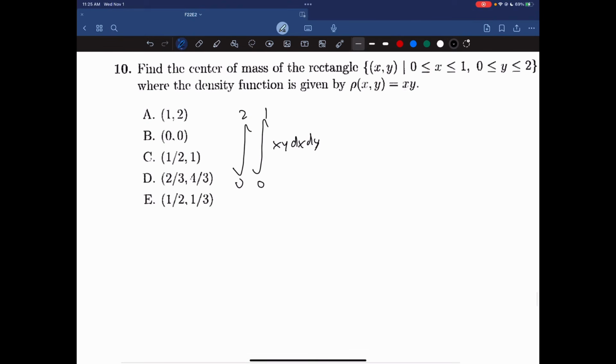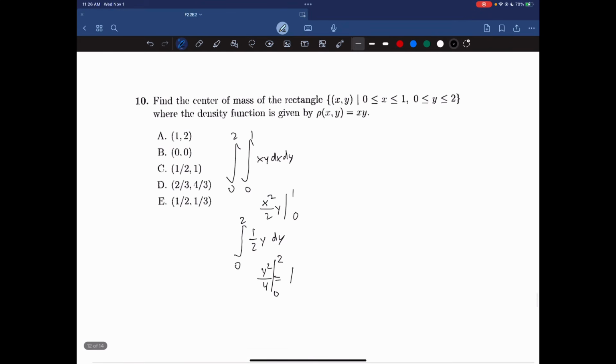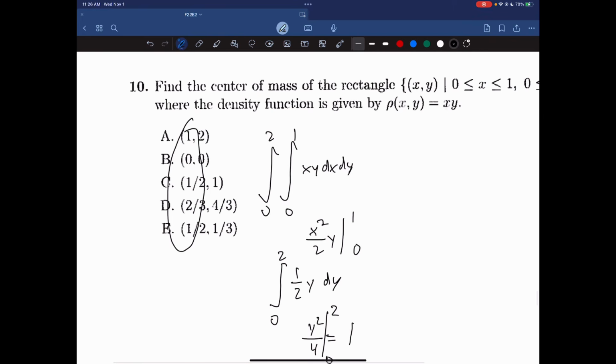Integrate x, we get x squared over 2 times y from 0 to 1, and that's basically 1/2 y, and then integrating that from 0 to 2 dy, we get y squared over 4. That means our mass, evaluated from 0 to 2, is just 1. So that makes it very easy.